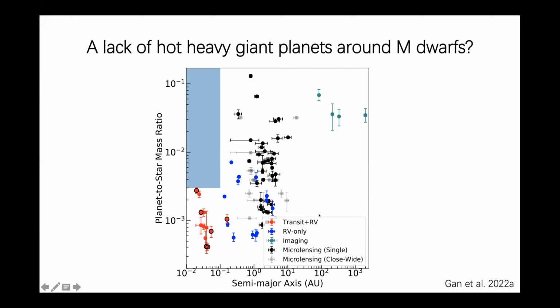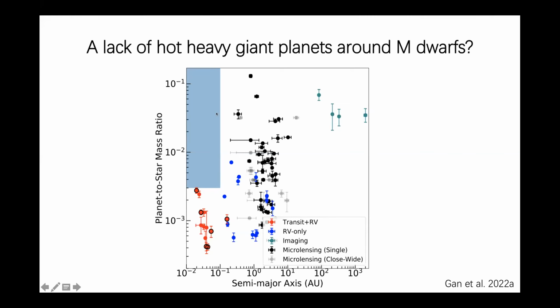Based on this data, we identified a possible paucity of hot massive giant planets around the M dwarfs, marked as a blue region here, where no planets are located in this area. And there is a potential trend of increasing number of massive giant planets as the semi-major axis goes up. We suspect that these features could be a result of planet migration or two different formation mechanisms.